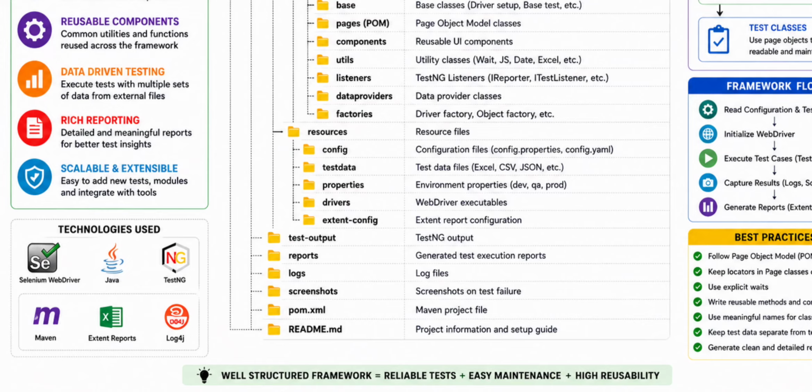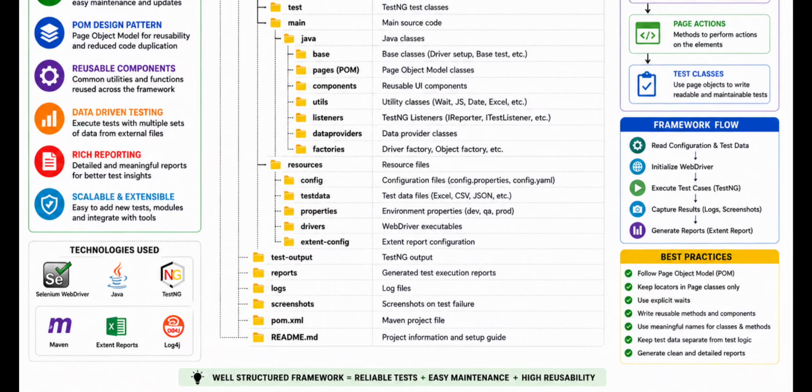Usually when it comes to technologies, guys, for Selenium framework development, we use Selenium WebDriver as a library, Java as a programming language, testng as a unit testing framework, Maven for build management and configuration management, extent reports as a reporting tool, and Log4j for logging purposes. So this is a well structured framework, easy to maintain and highly reusable for adding tests.